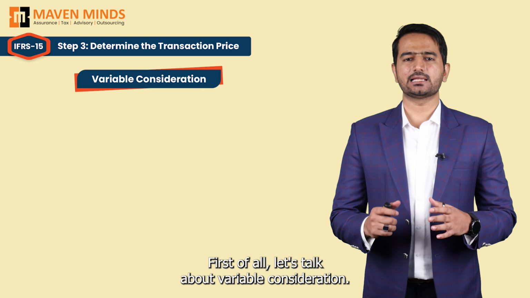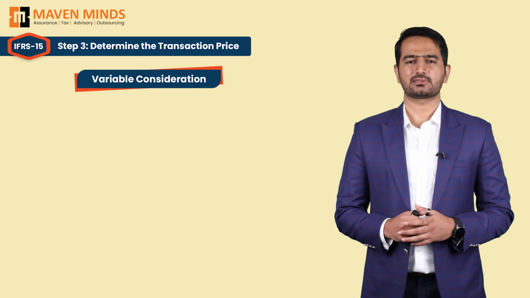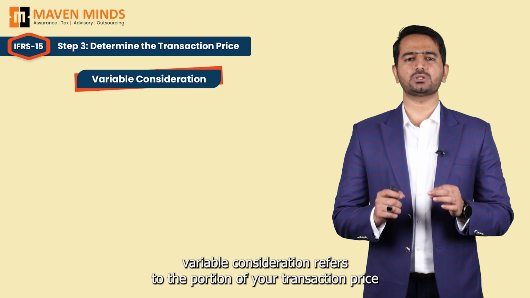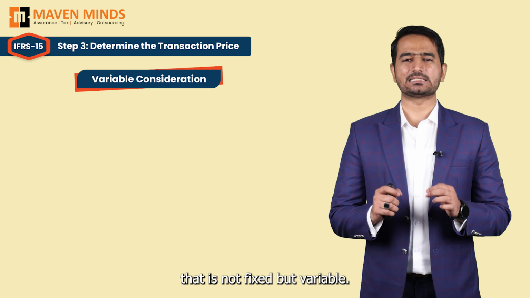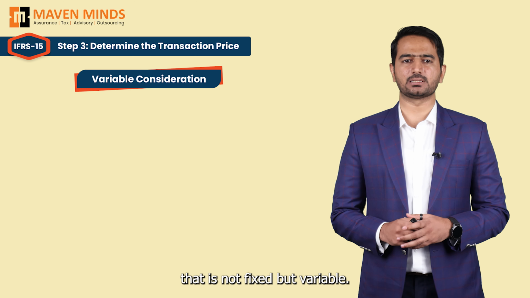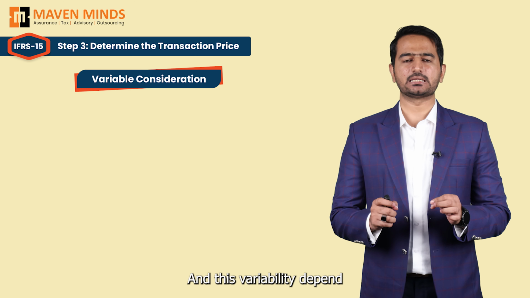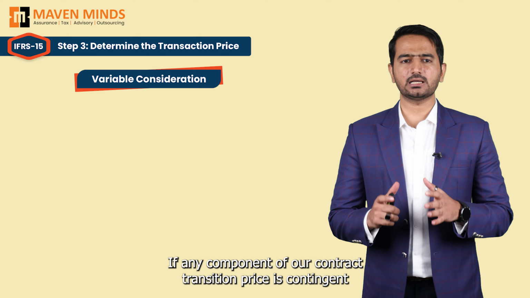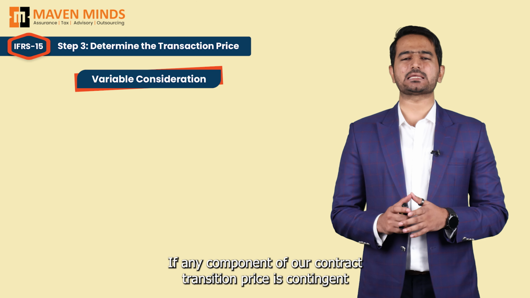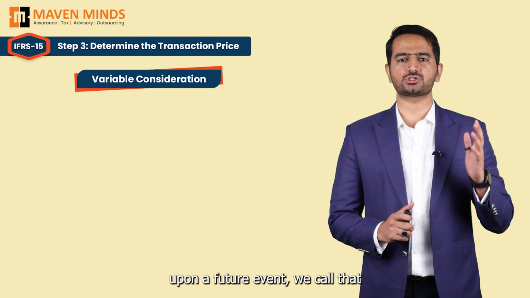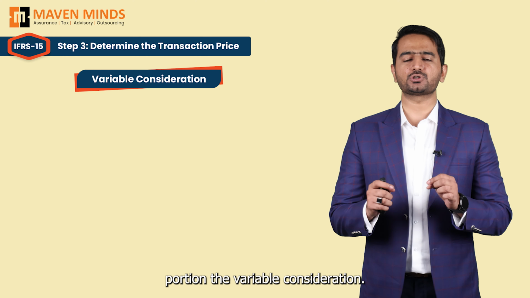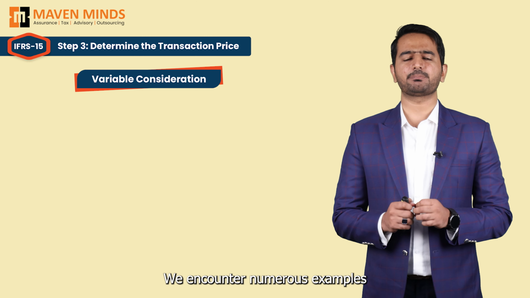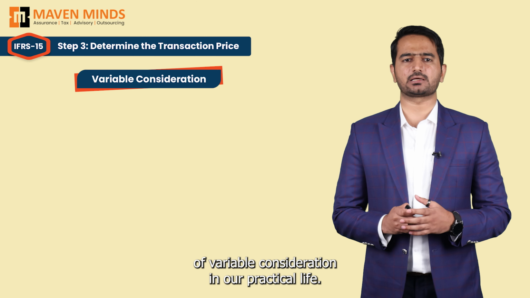First of all, let's talk about variable consideration. As the name suggests, variable consideration refers to the portion of your transaction price that is not fixed but variable. And this variability depends on some future events or occurrence. If any component of our contract transaction price is contingent upon a future event, we call that portion the variable consideration. We encounter numerous examples of variable consideration in our practical life.